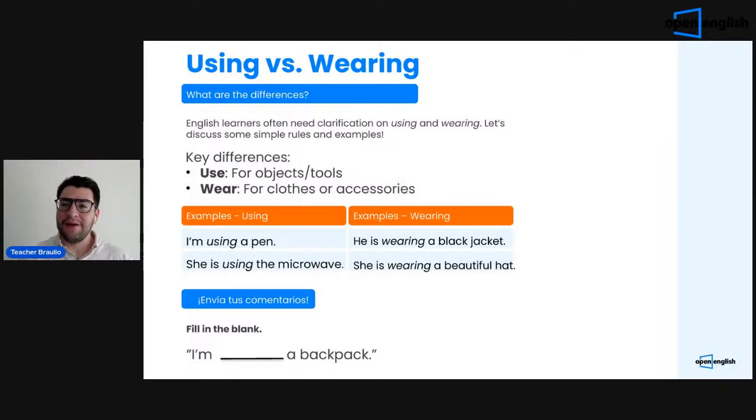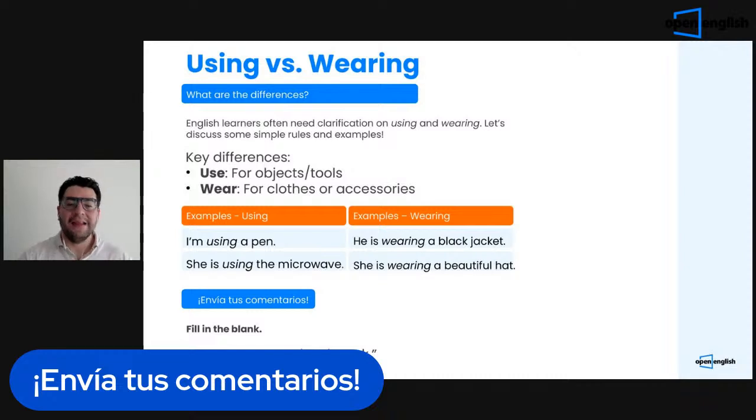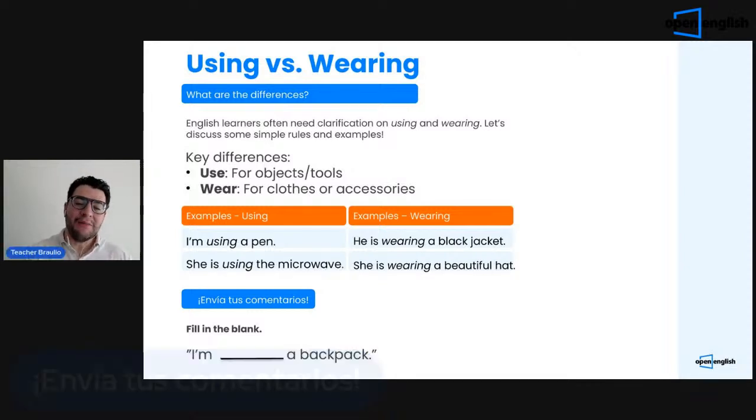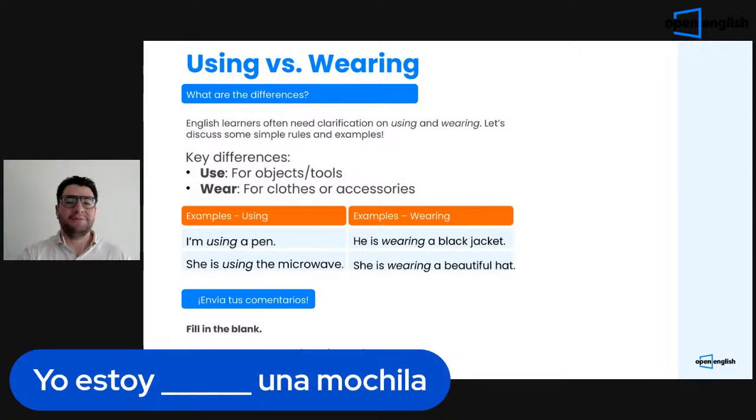So, en los comentarios, vamos a practicar. And what do you guys think? Fill in the blank. Para esta oración que tenemos aquí: I'm a backpack. ¿Cuál sería la palabra adecuada para este ejemplo? I'm a backpack. So, I'm using a backpack or I am wearing a backpack. What do you guys think? What is a backpack? Is it clothing or is it an object or a tool? Escriban sus comentarios y los leo. ¿Qué creen que sea la palabra adecuada para I'm a backpack?